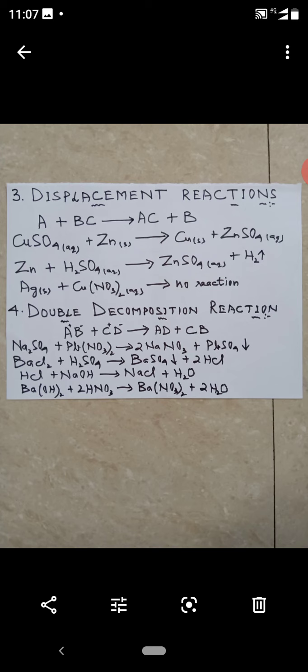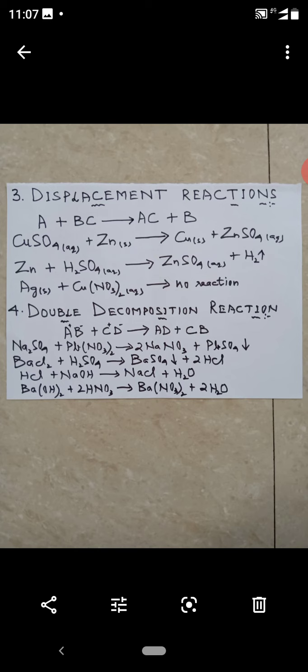I have given a general reaction, A plus BC. Got it? Gives AC plus B. So when an element A takes the position of B, that is nothing but replacing B. Clear? So an example is CuSO4 plus Zn. Zinc is replacing copper and it forms zinc sulfate and copper.